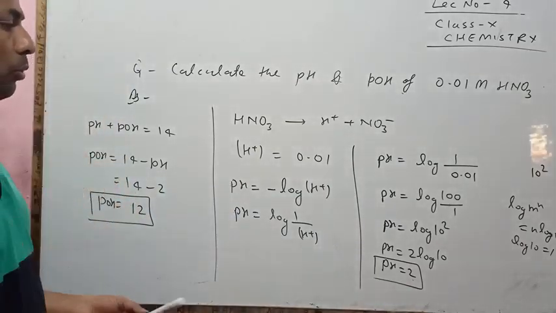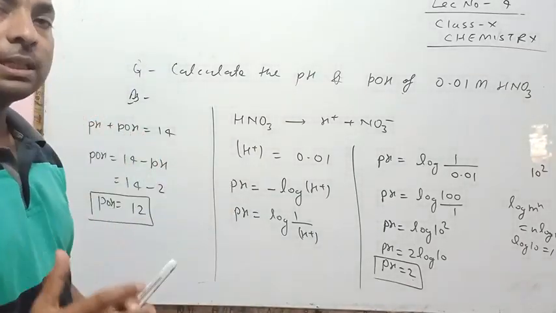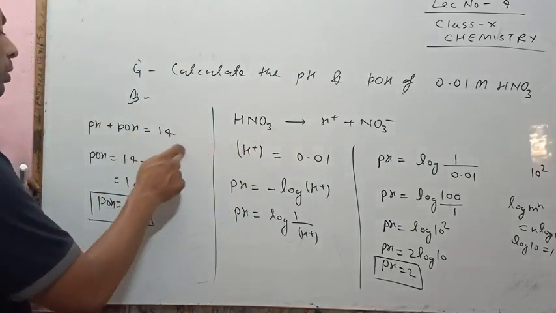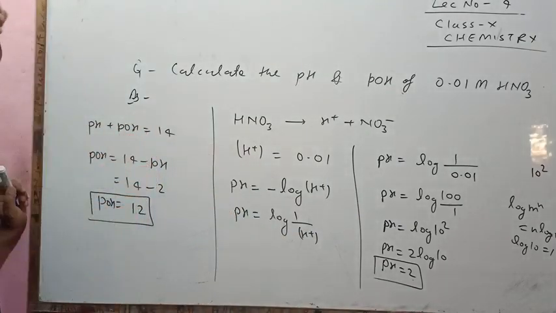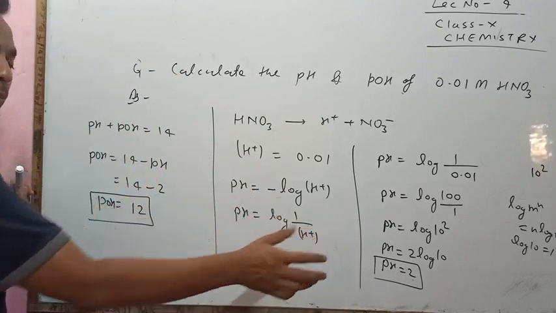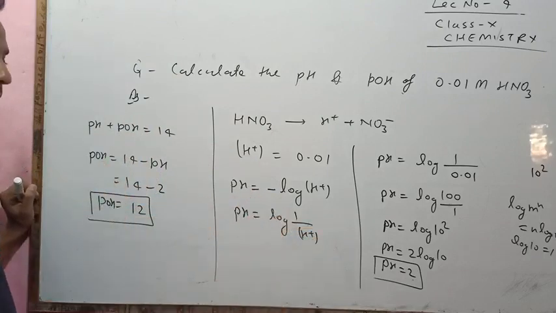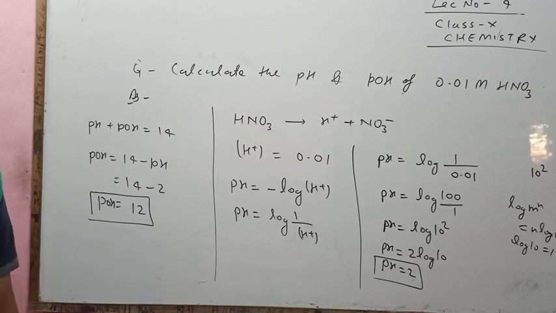Clear? And you know, don't forget, the sum of pH and pOH always equals 14 at 25 degrees Celsius. So look at 12 and 2, 14. It is correct. So note down the first question. Take a screenshot, students.